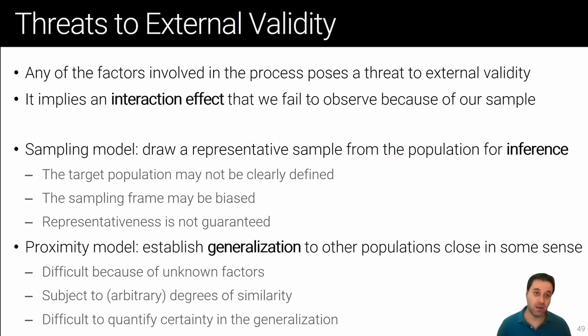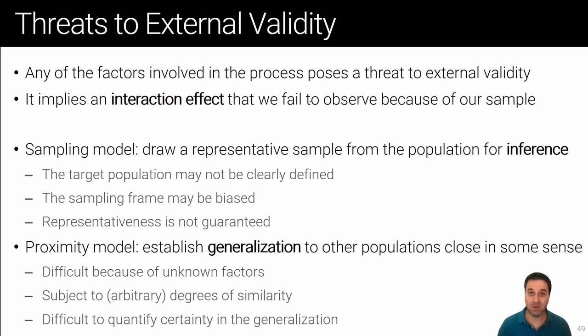And then in the proximity model, what we do is establish the generalization to other populations that are close in some sense. So there are certain dimensions over which we could, in a more qualitative way, assess the proximity of the populations or how similar they are. And therefore, we could be able to generalize to those populations to the extent that they are similar across those dimensions. The problem here is that it's difficult because of unknown factors. Maybe we are not accounting for enough dimensions when we want to make those generalizations. Again, there's plenty of hidden factors and we just don't know about them. They are subject to kind of arbitrary degrees of similarity. So when is something sufficiently similar in terms of those dimensions such that we would be able to generalize? And then it's difficult to quantify anyway the certainty in that generalization.